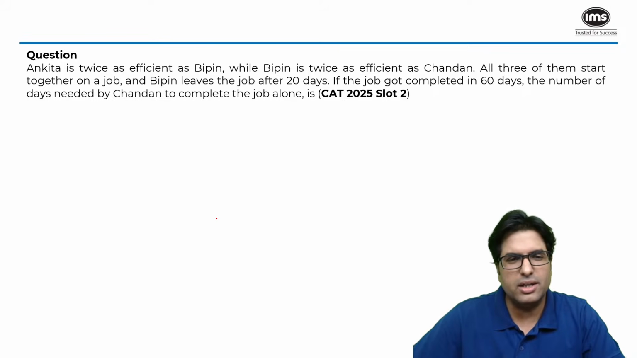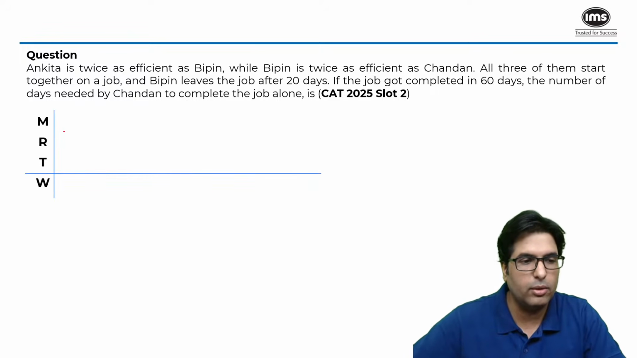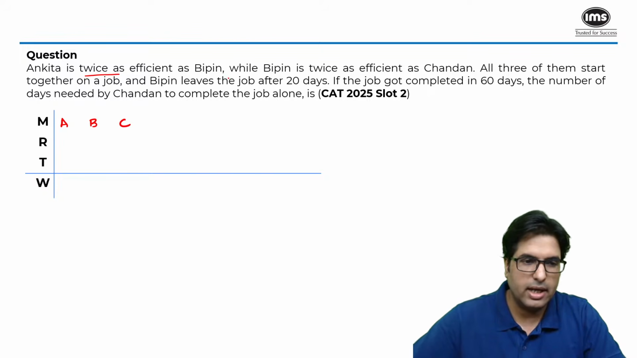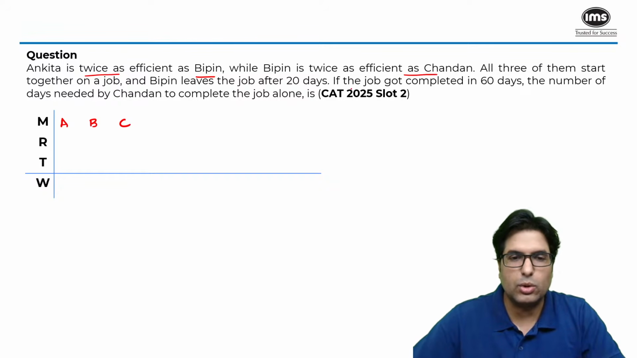The moment you look at this, only 2-3 sentences, definitely type A, you should jump onto questions of this type, get them right as quickly as possible and move on. I'll create the structure MRTW. I'll create spaces for these three people A, B, C, and I'll just quickly understand the ratios. A is twice that of B, whereas B is twice that of C.